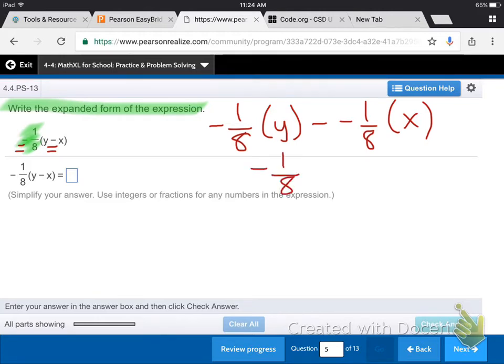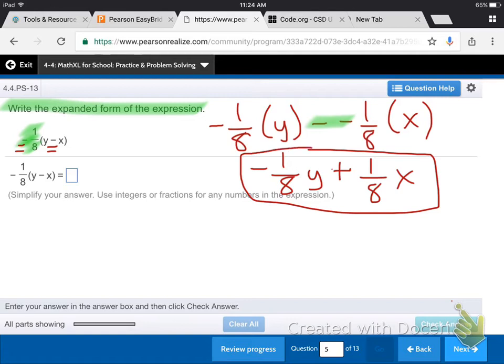So that is -1/8 y. Now what's a negative times a negative? I'm right here. What's negative times a negative? That's what it means when they're right next to each other. You got it. It's positive. Plus 1/8 x. Now, are those like terms? No, they're not, because they're different variables. So this answer is going to go right there.